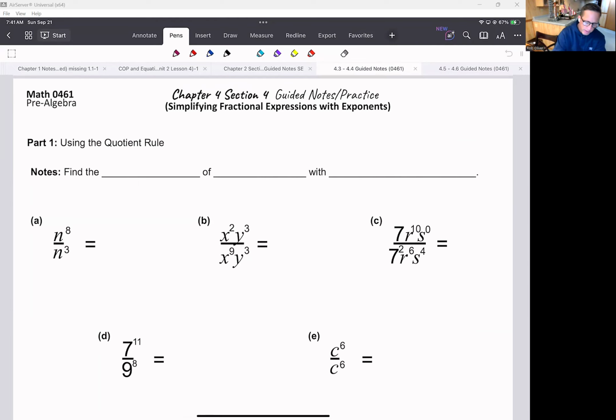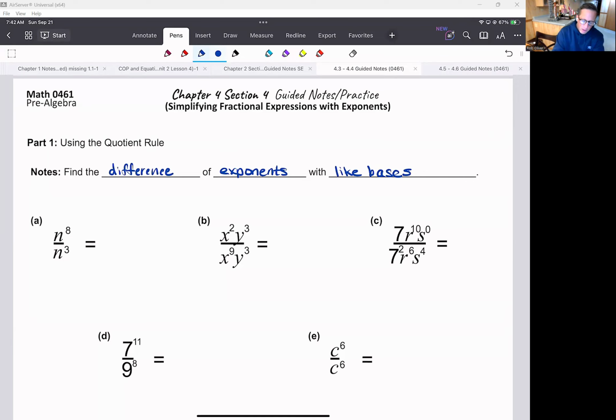What we've got going on here is with the quotient rule, you're essentially subtracting, you're finding the difference of the exponents. But here, let me write this down. Find the difference, subtract, of exponents with like bases. So it's important that they have the same base. X's with other X's, Y's with other Y's, R's, S's, whatever the letter is.